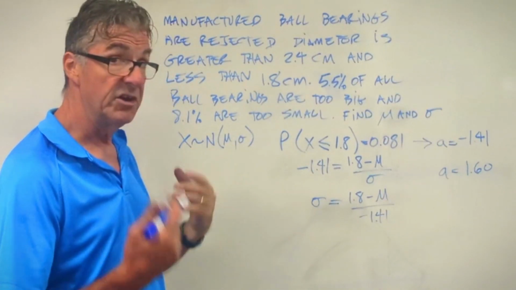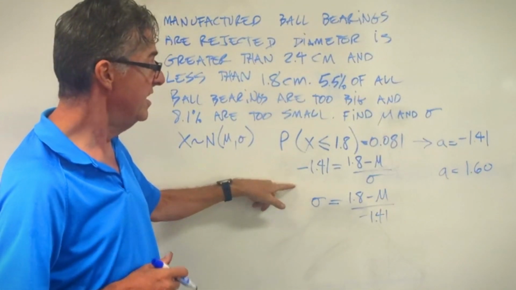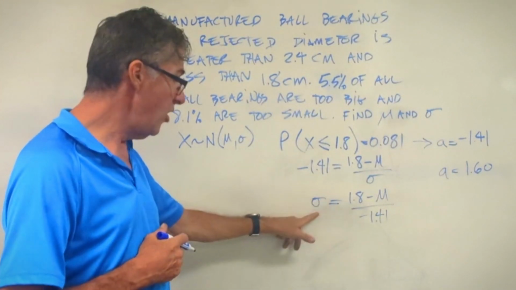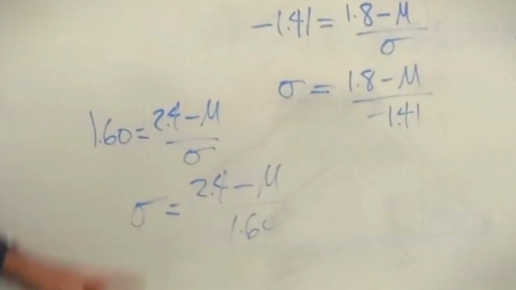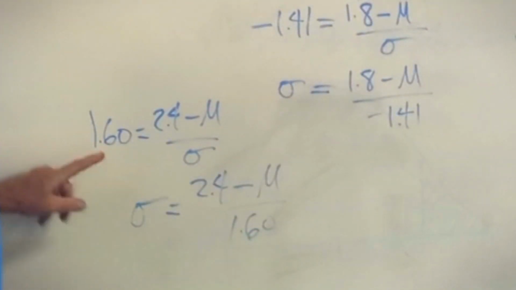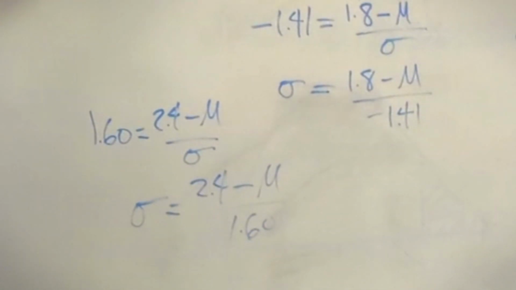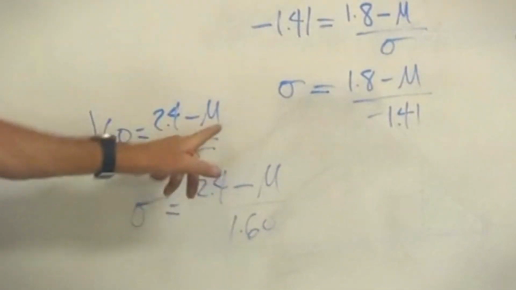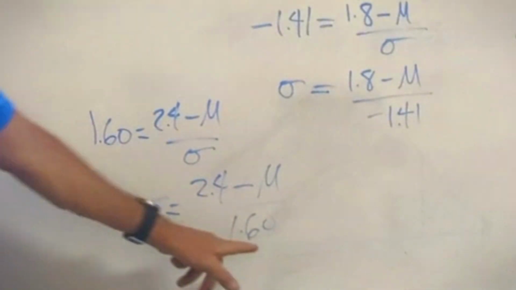So now what I'm going to do is solve that second equation, which I erased here, but you have in your notes. I solved that second equation also for sigma. So go ahead and pause the video and do just that. So I just plugged that in over here. I used my z value from that second equation, 1.6. And that is 2.4, that's our bigger measurement, minus mu over sigma. I solve for sigma, and I have this equation.